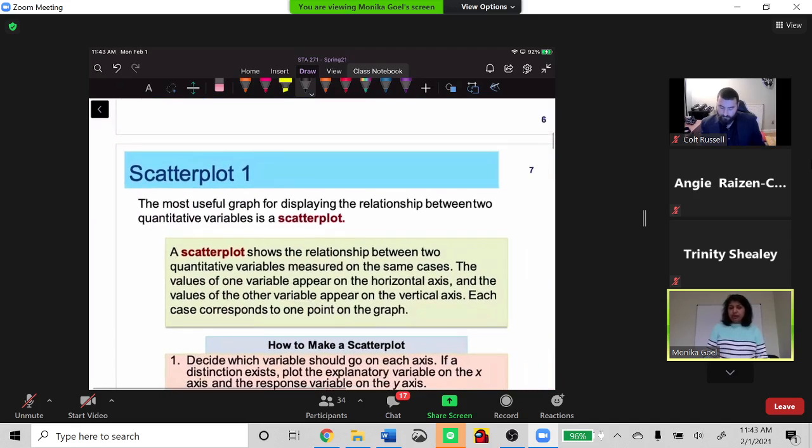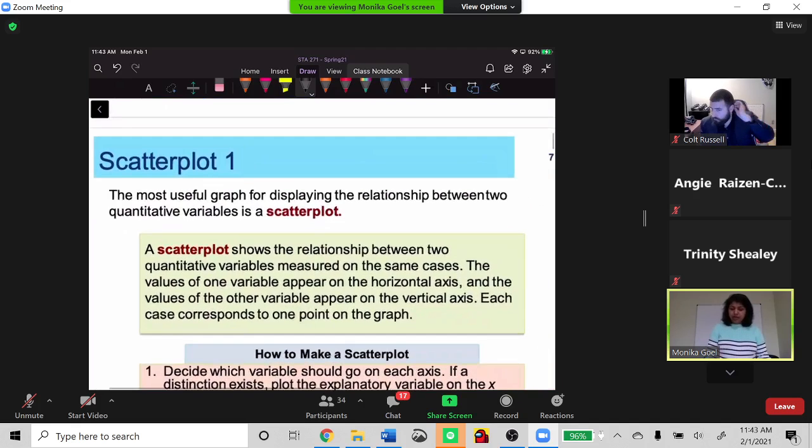So scatterplot, again, is a plot where we have a lot of points that are scattered around, and we use those points to see the relationship between two variables. It is the most useful graph for displaying the relationship between two quantitative variables, and make sure you highlight this part. When we are looking at the relationship between two quantitative variables, our first thing is to make a scatterplot.